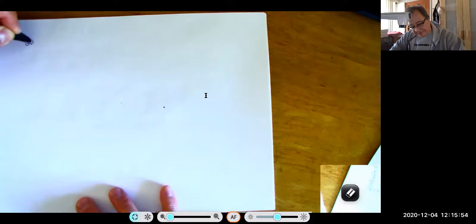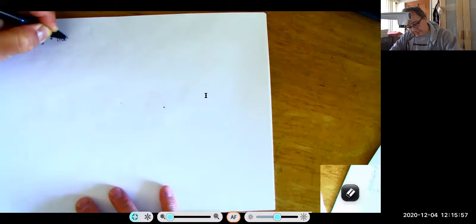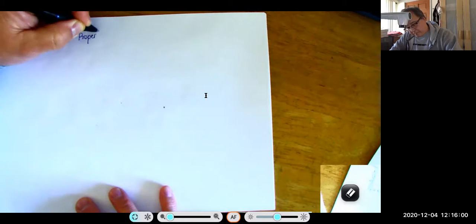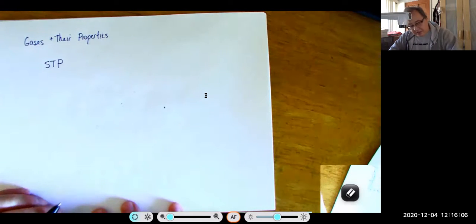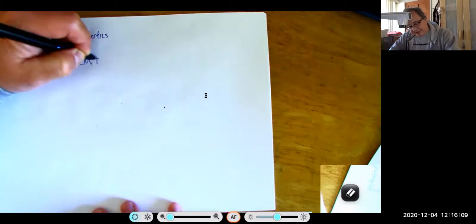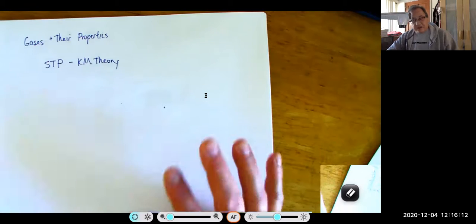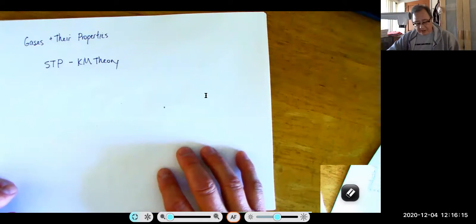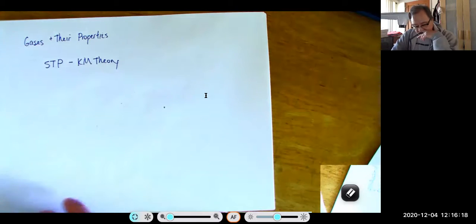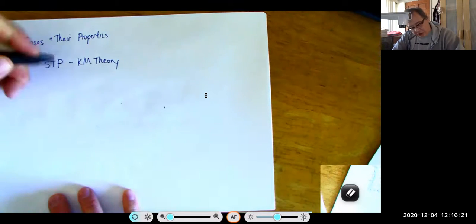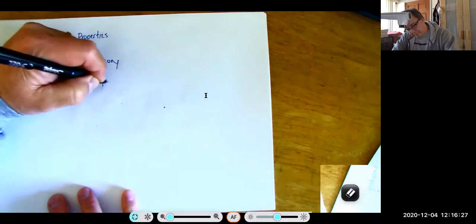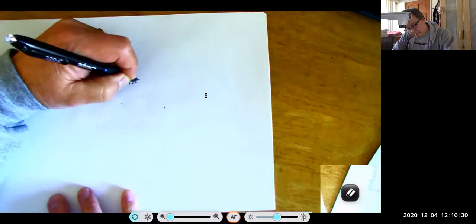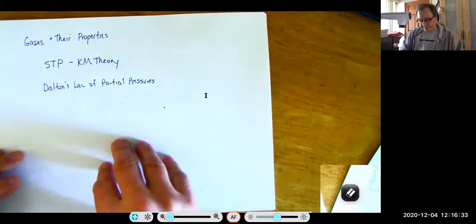Well, then let's go back to the gases. Gases and their properties. Last thing I think I talked about was STP. And we also talked about the kinetic molecular theory of gases. So the next thing I want to talk about for gases and their properties is Dalton's law. Dalton's law of partial pressures. Okay, so that's where we're going now.